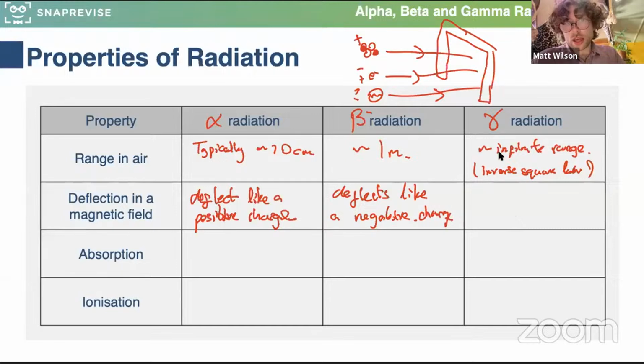Gamma radiation is just photons. Photons have no charge, so they will have no deflection, no interaction, no change in their path as they move through a magnetic field.